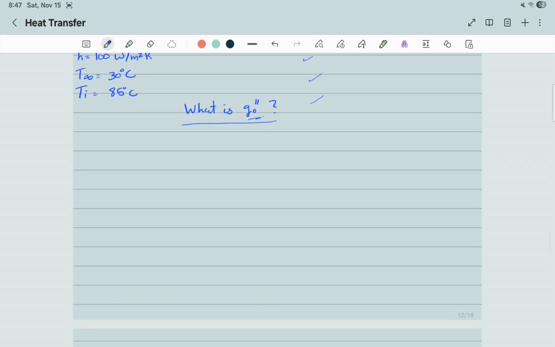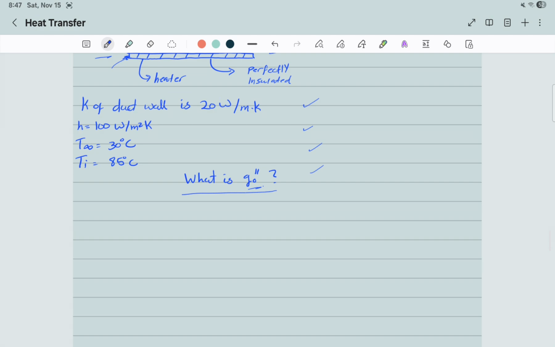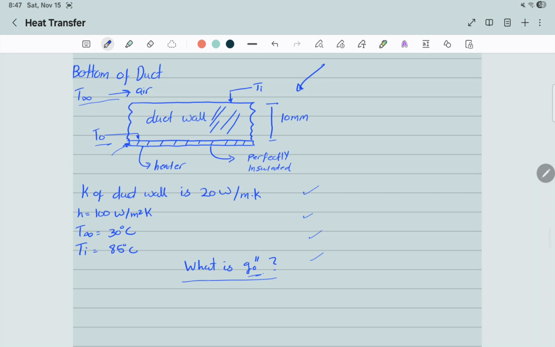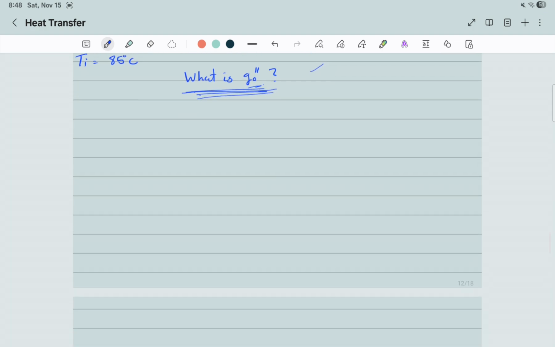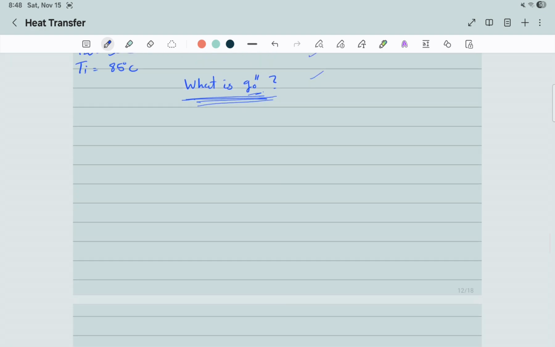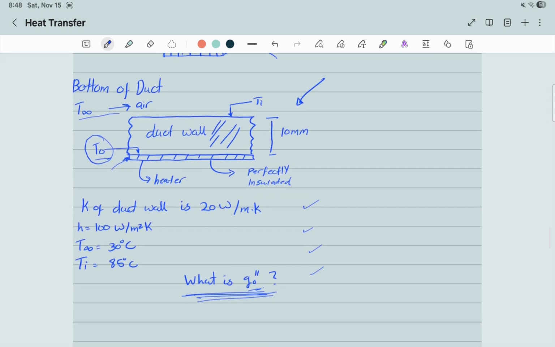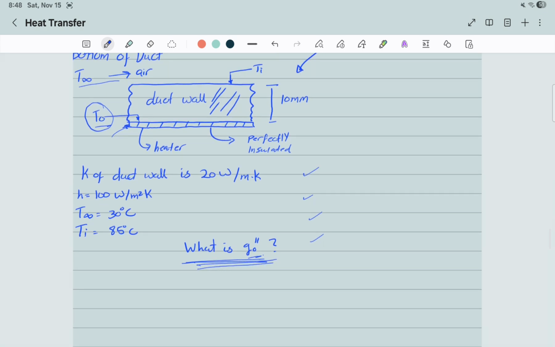So we need to start with an energy balance. Let's count down the unknowns that we don't have. One is the heat flux that's required. Two is the surface temperature of the heater. So let's start with an energy balance. We can perform an energy balance at any point. There's no right or wrong answer.